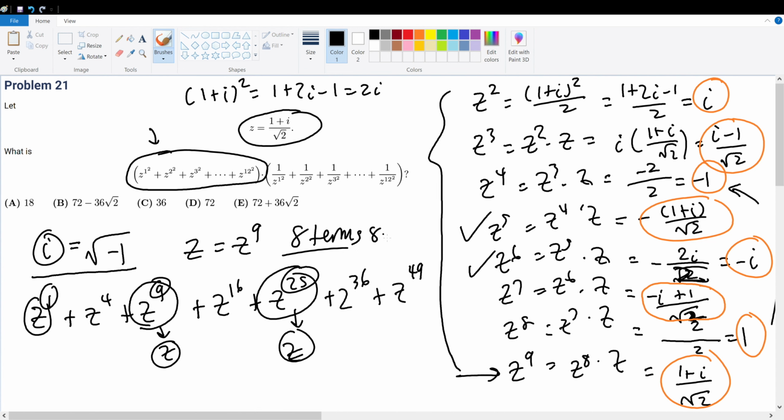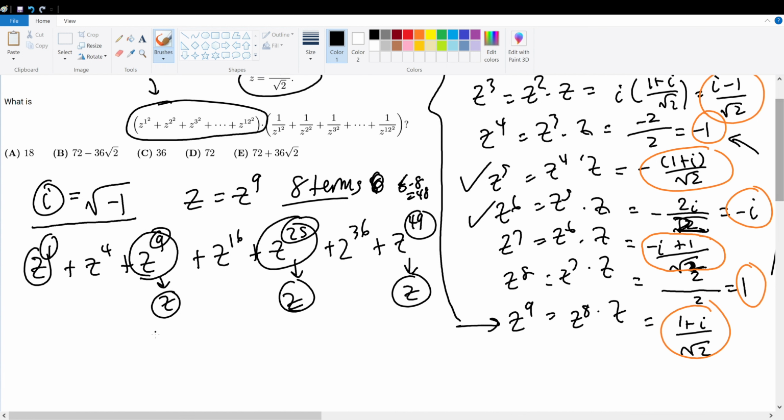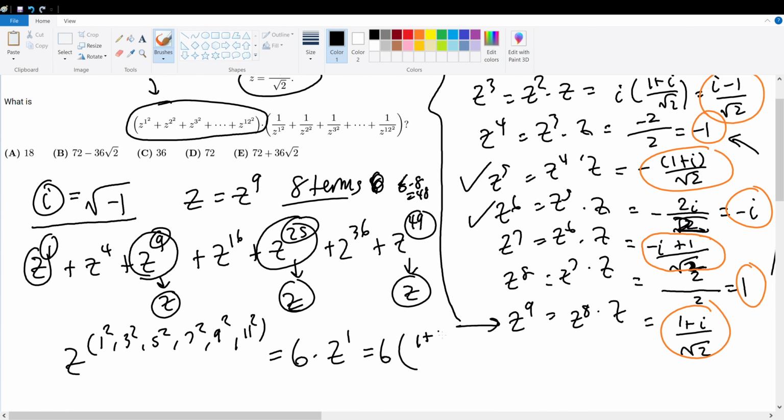Well, 8 times 8 is 64, 7 times 8 is 56, 4 times 8 is 32, 5 times 8 is 40, 6 times 8 is 48. Wait a minute, so that's 49 minus 48, that's z as well. So 7 squared, 5 squared, 3 squared, 1 squared, every single odd power becomes z. So we have z to the 1 squared, 3 squared, 5 squared, 7 squared, 9 squared, and 11 squared. All of them summed together gives 6 times z to the 1, which gives 6 times (1 plus i) over root 2.